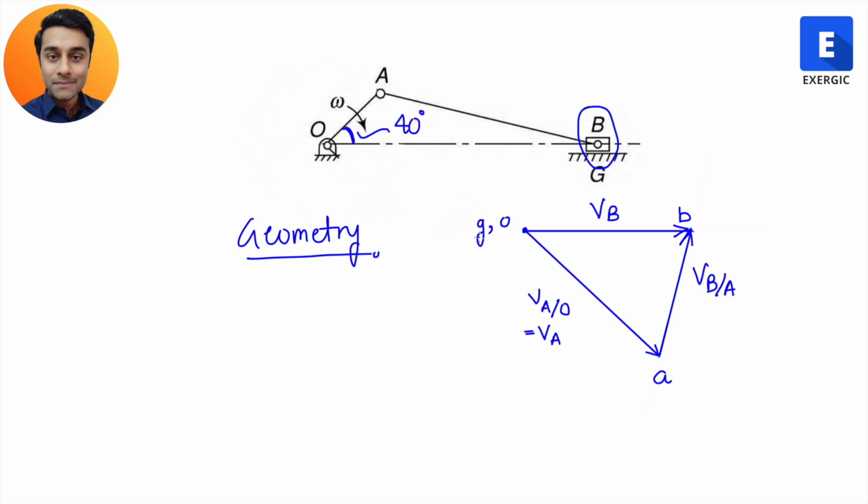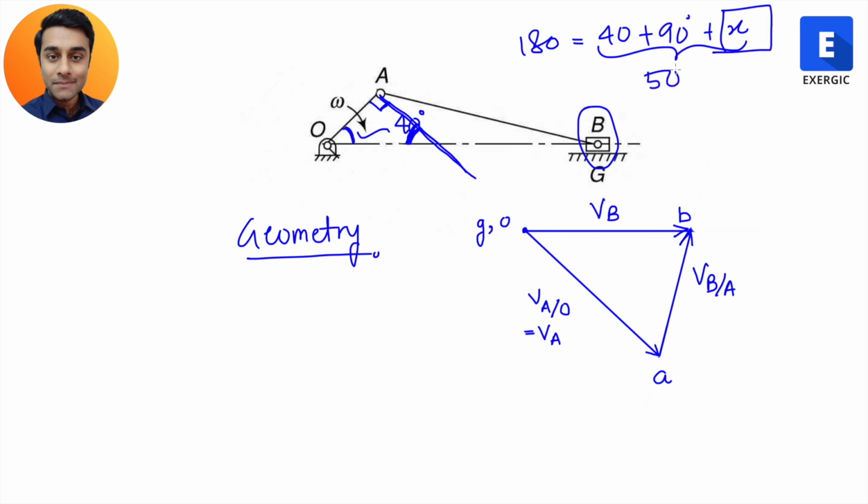Let's assume. So if this angle is 40 degrees and I have drawn a line at 90 degrees, then this line will be oriented at what angle? This angle I am asking. 180 is equal to 40 degrees plus 90 degrees plus the unknown angle x, right? By the triangle angle sum property, from that you can calculate the value of x. It is coming out to be 50 here. X is coming out to be 50, right?